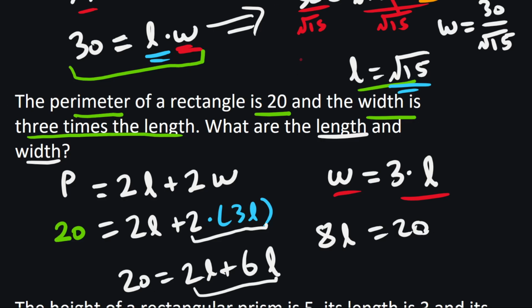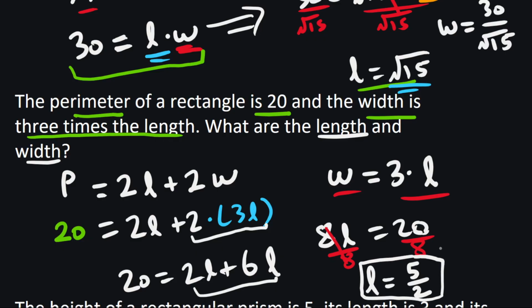And let's go ahead and divide both sides by 8. Divide that by 8 and that by 8. And what does L equal? L equals 20 over 8, which can also be 10 over 4, which is 5 over 2, if we keep simplifying it, which is also 2.5, if you do 5 divided by 2. But we'll keep it in fractional form. So we know our L so far. Our L is 5 over 2.